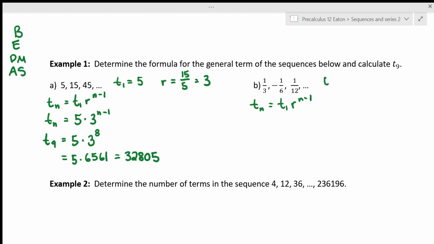T1 is our first term, that's equal to 1/3. Our common ratio, this time we're going to have to do negative 1/6 divided by 1/3. Notice I'm not dividing the bigger fraction by the smaller fraction, just in order. Second one divided by the first one. Negative 1/6 divided by 1/3 is negative 3/6, which is negative 1/2. Remember, flip and multiply your fractions.